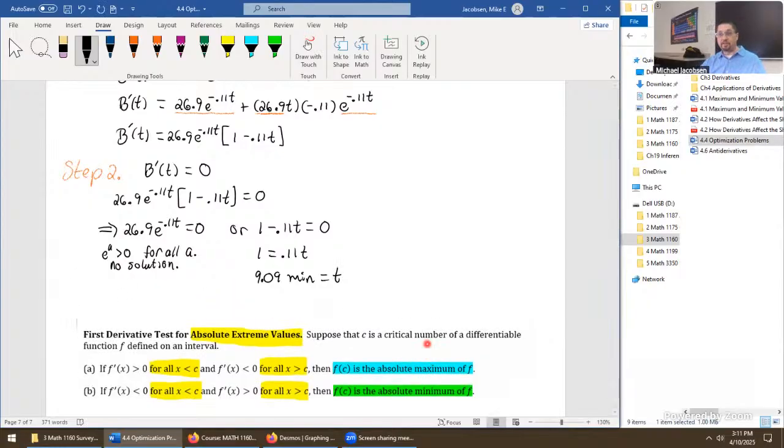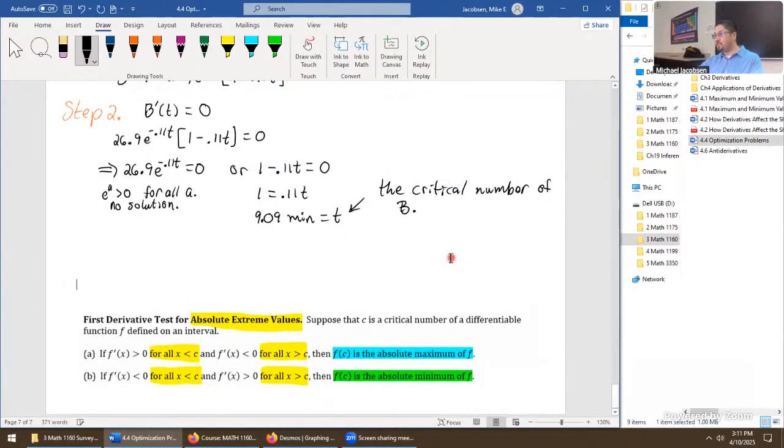Well, all we wanted was a critical number, and that's what this is. The critical number of B, the blood alcohol level. So this is suggesting if there is a spike of maximum blood alcohol level, it should happen at 9.09 minutes. But we have to be really careful with that. We now have to actually directly use the first derivative test and show it really does lead to a maximum.